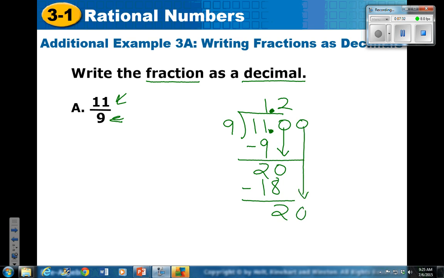Bring down another 0, and you can see that the same thing is going to happen. 9 goes into 20 2 times. 2 times 9 is 18. That 2 is simply going to repeat. So our answer is going to be 1.2, and we put the bar over the 2 because that's the part that repeats. So that's a repeating decimal.